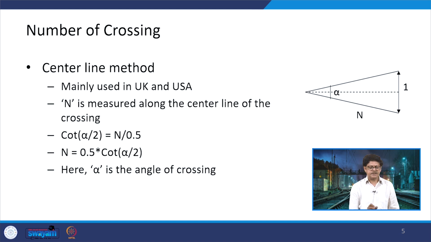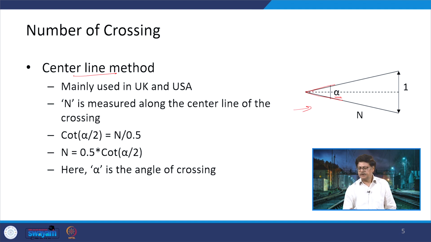Now what are the three methods with the help of which we can correlate n and angle alpha? The first one is the center line method. This center line method is used in the UK and USA. It is not mainly used in India. On the right hand side, a diagram is being created. You can have a spread going in this form, and that is where the alpha angle is created at the crossing.